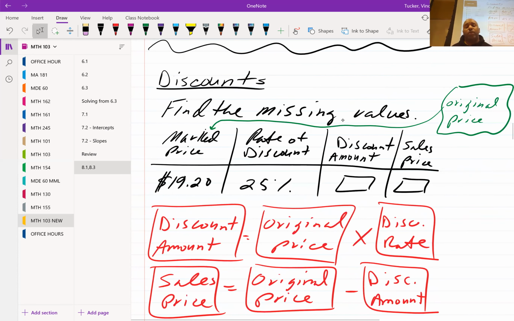All right, so here go our formulas or equations for discount. You want to calculate your discount amount. Like your classmate mentioned, you're going to take the discount rate, multiply it times your original price, and then from there, subtract it from your original price.